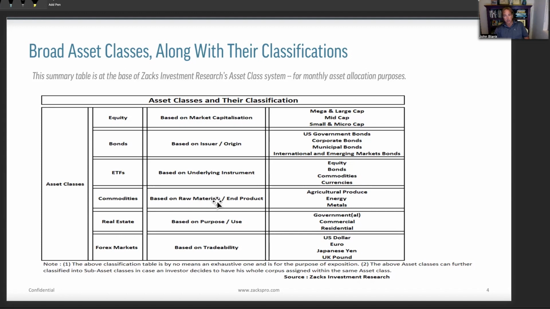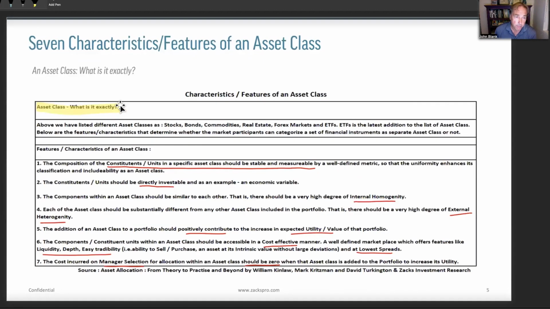Commodities are based on the raw materials or end product. So we have agricultural products, energy, and metals in our commodities area. Real estate is based on purpose or use: again, government, commercial, or residential real estate. Foreign exchange market is based on tradability and liquidity. Of course, these are the big ones that we look at: US dollar, euro, yen, and pound. They're basically tradable. Obviously, there are a lot of currencies out there, and you can use anything, but they're not as tradable.